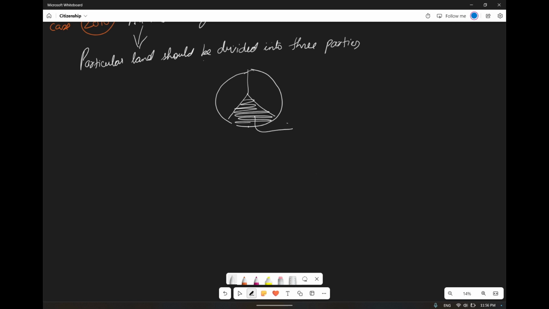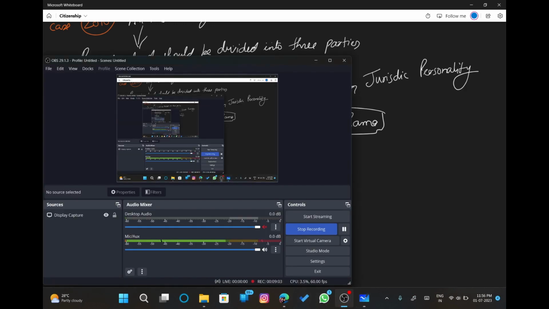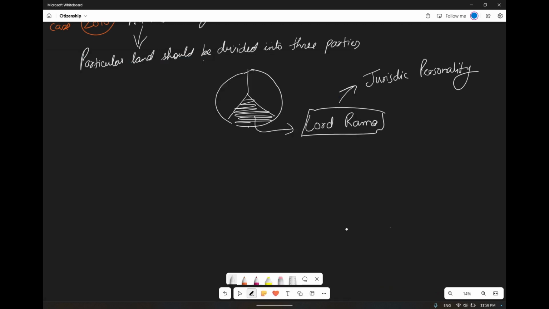one part of the land will be given to Lord Ram. Okay, and this became a juristic personality. So now this Lord Ram became the juristic personality. Okay, so one section in the one-third was given to Lord Rama.